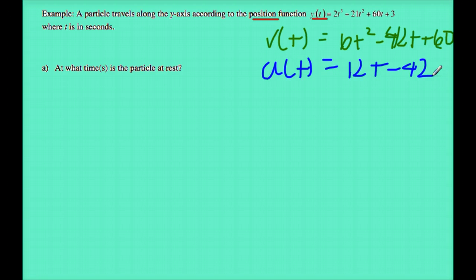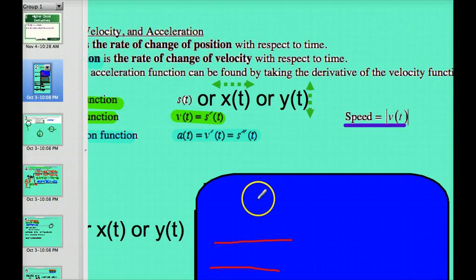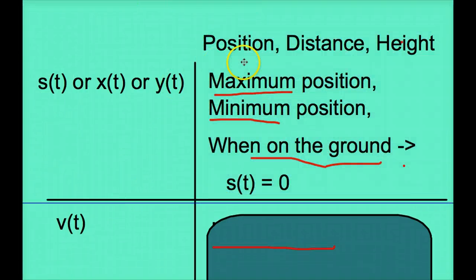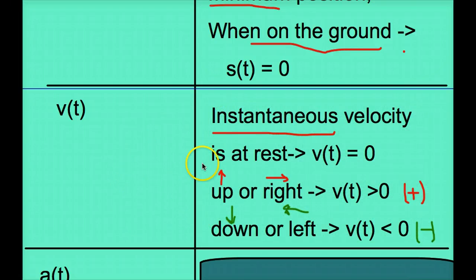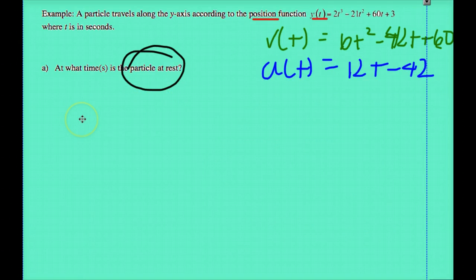So I'm going to take a look and say, okay, I need to know when a particle is at rest, right? So if I go back to our little chart, anytime I see that a particle is at rest, let's take a look at these. Do I see rest in here? No. Do I see rest in here? Yes. It says is at rest. That means make my velocity equal to 0. So let's go back to our problem, and I'm going to make the velocity equal to 0. So I'm going to take my green equation right here and set that equal to 0.